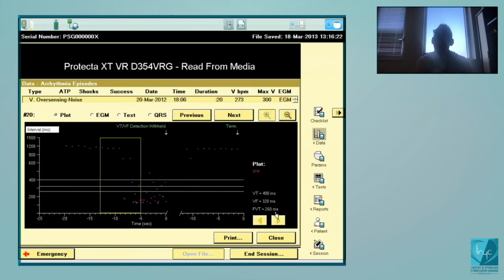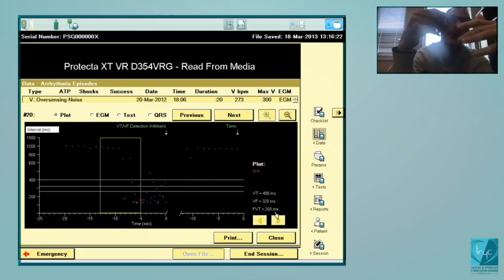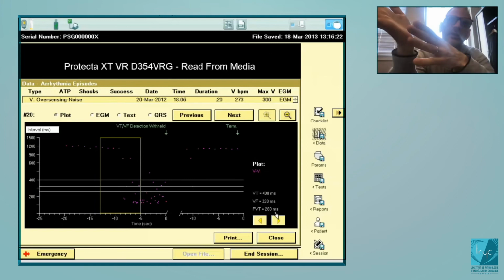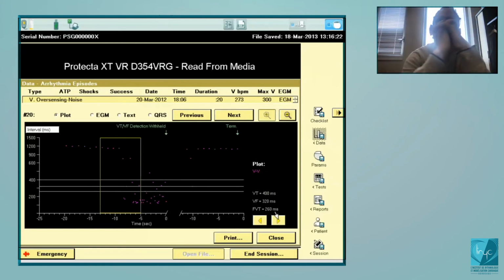The second one is 2 or more episodes of non-sustained VT with intervals near the blanking. Non-sustained VT means at least 5 intervals with an average value of less than 220 milliseconds. So an episode of non-sustained VT, at least 5 cycles with short cycles, but not so short. It's 220 milliseconds. And the third one is the short VV interval counters.